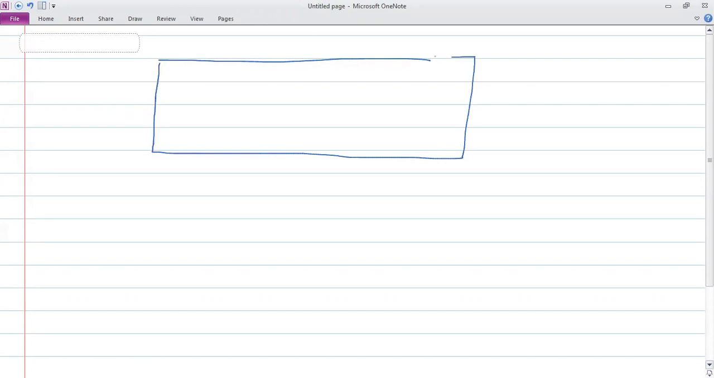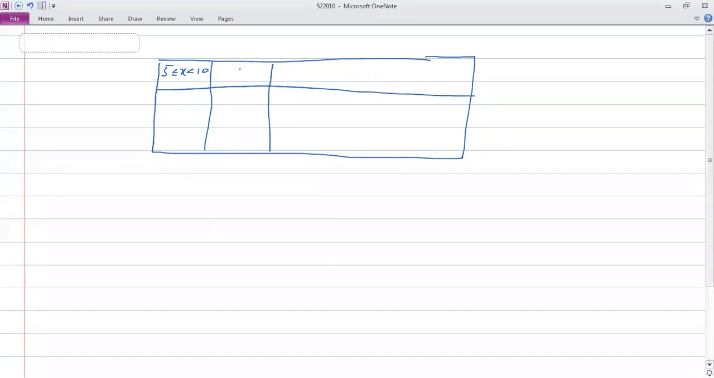Let me say here in this table, I'm having some groups. The first group is x greater than or equal to 5 and less than 10. The next group is x greater than or equal to 10 and less than 15. Then x greater than or equal to 15 and less than 20. And then x greater than or equal to 20 and less than 25.